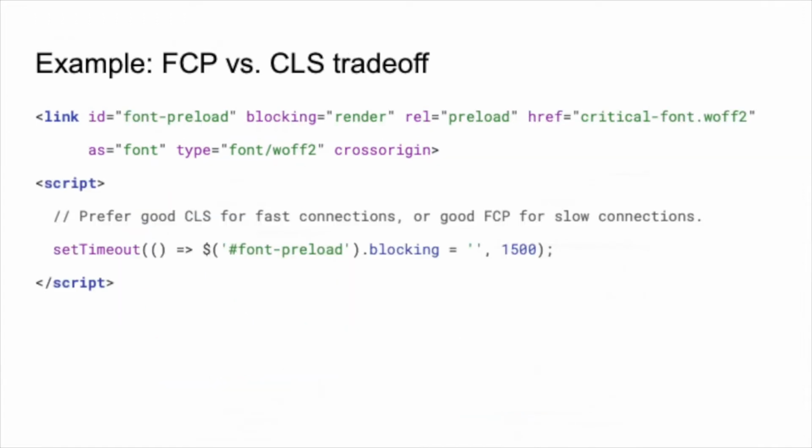Now there might be a concern. If I make something render blocking, what if it blocks for too long? The answer is that we can also manually unblock it by removing the attribute. And this actually allows us to achieve different trade-offs. For example, if I want to use a web font and if the connection is fast, I prefer no layout shifting. But if the connection is slow, I prefer an early first paint and can tolerate some layout shifting. We can achieve this by setting a timeout that removes the attribute.